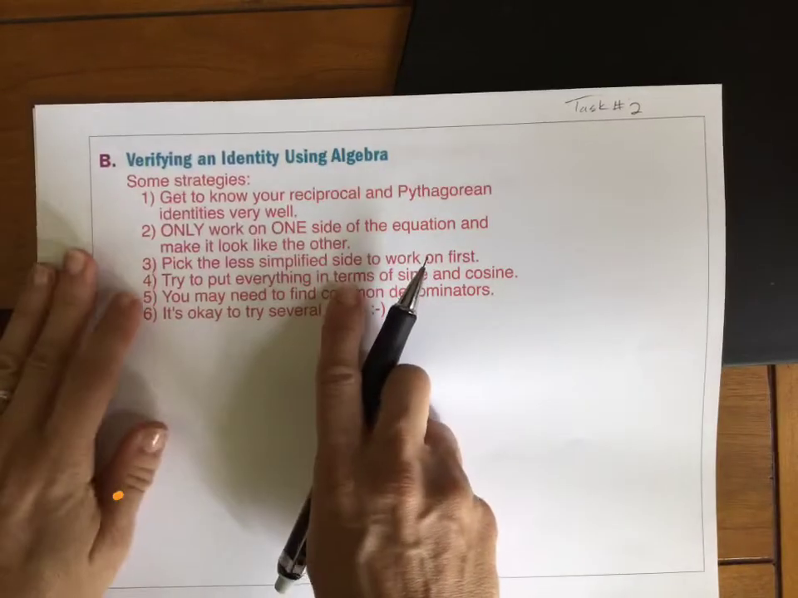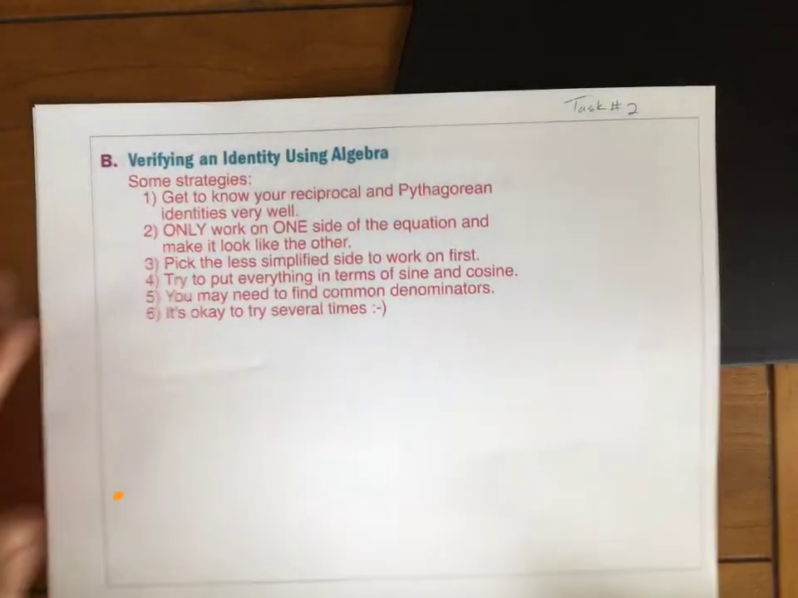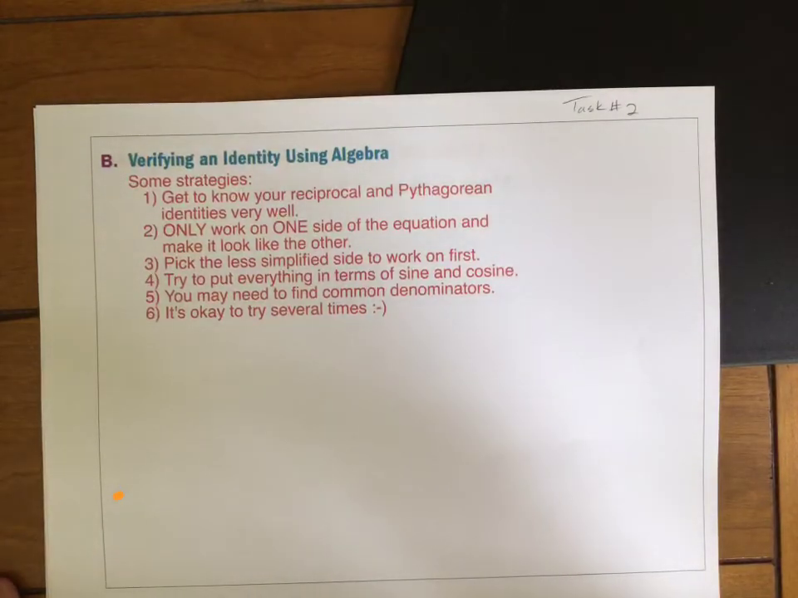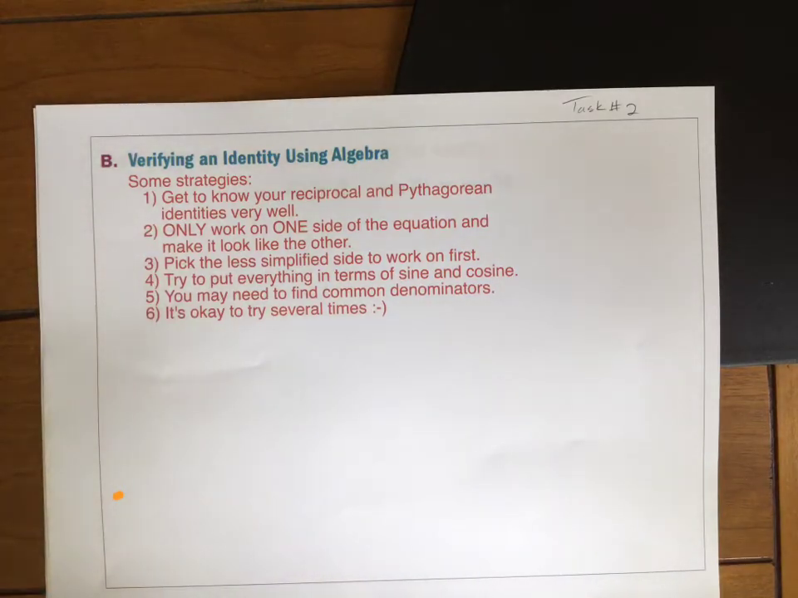Then after you pick which side you're going to work on, try to put everything in terms of sine and cosine. Get rid of those tangents. Use what tangent is equal to. You may need to find some common denominators, and it's okay to try several times. All right.